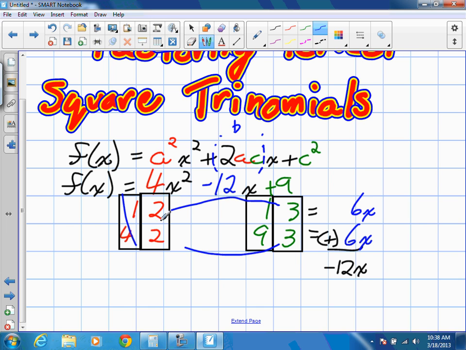Remember, these factors technically have x's attached to them. Okay? And in order for it to add up to negative 12, they'll both have to be negative, which is fine, because if both of the 3's are negative, will they multiply to positive 9? Yeah, so we know that will work. So in our factored form, our first terms are going to be the 2x and the 2x. And our second terms are going to be negative 3 and negative 3.